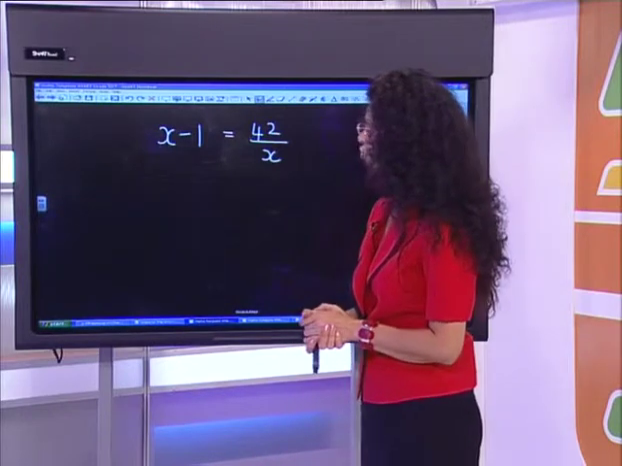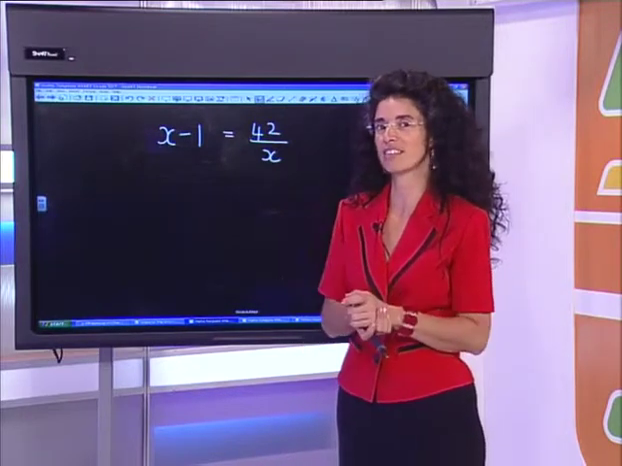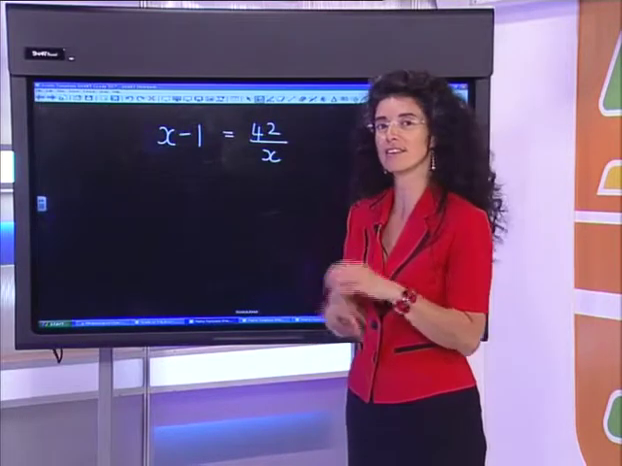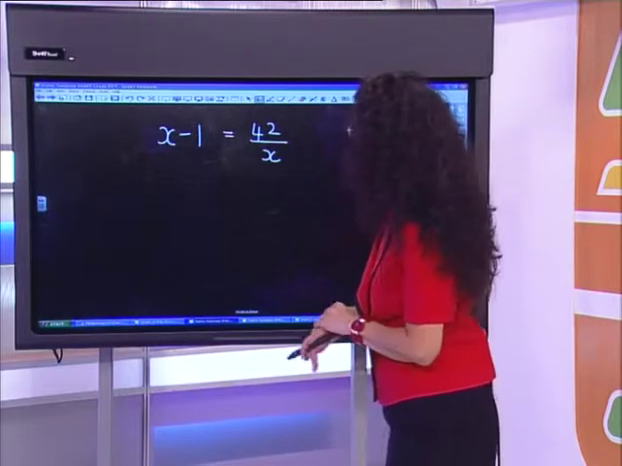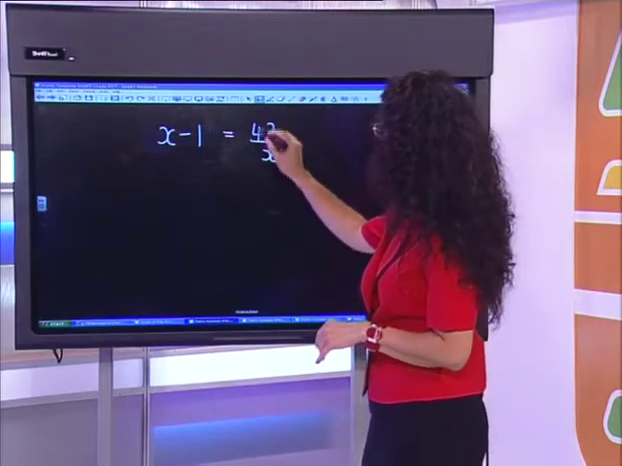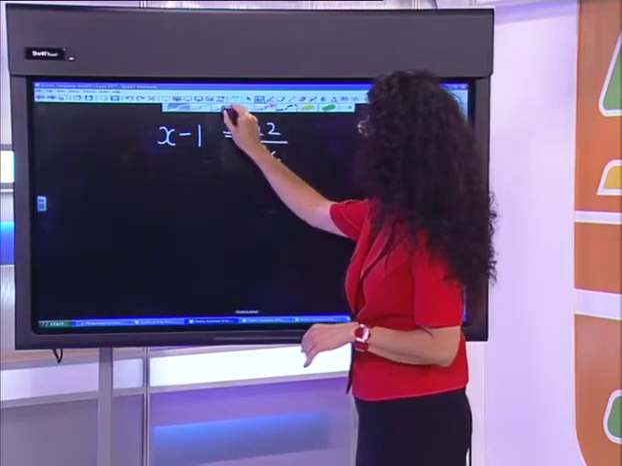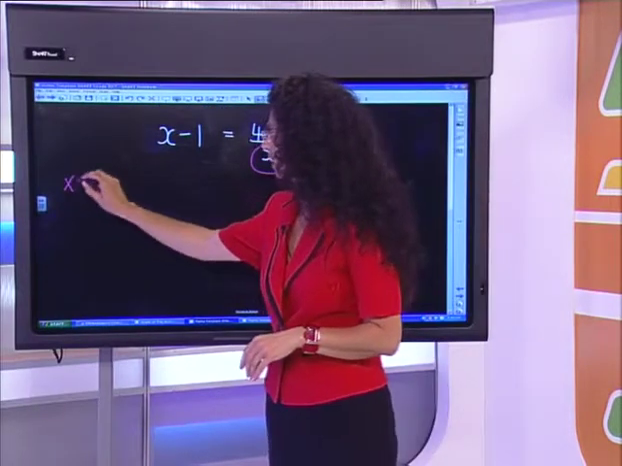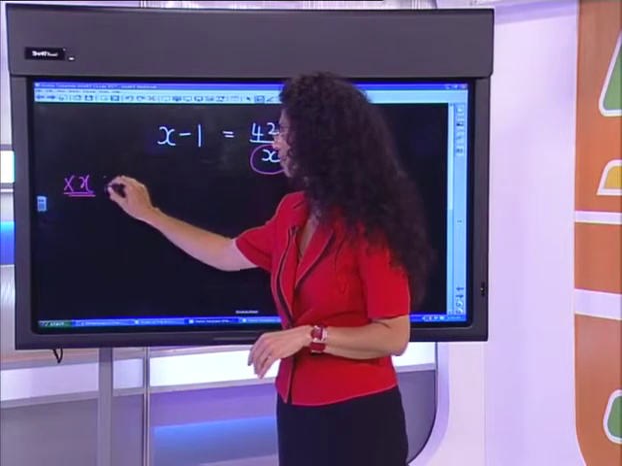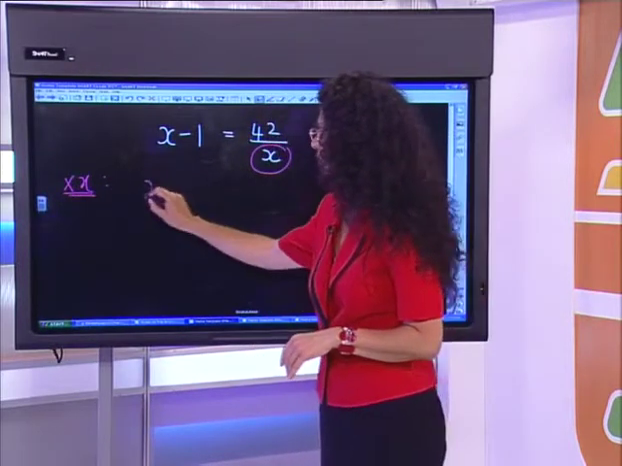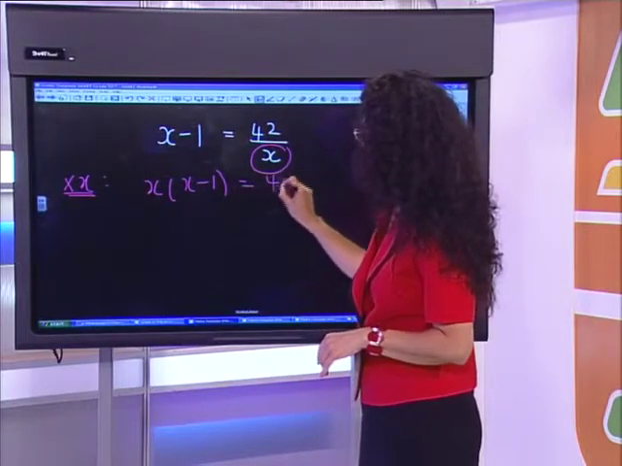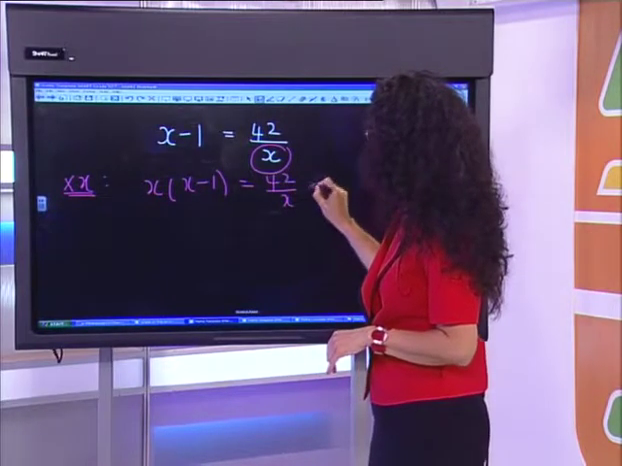So let's treat it as an equation and then see if we can transform it in some way into an inequality. The possible problem that we have is this denominator. To get rid of any denominator, we multiply on both sides by that denominator. So we're going to multiply on the left by x, and we're going to multiply on the right by x. So we've got 42 over x times x.